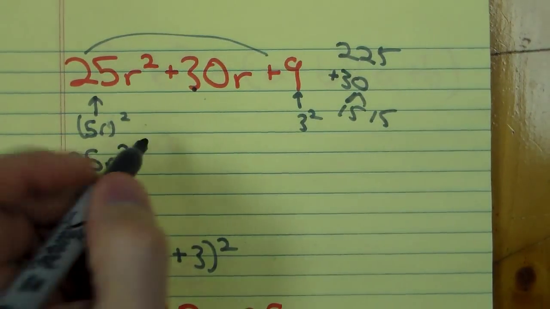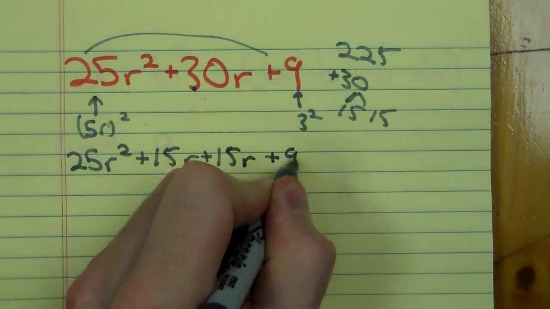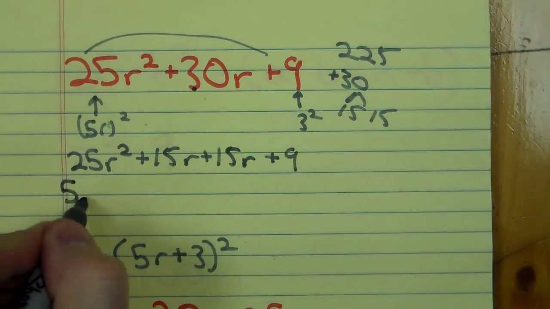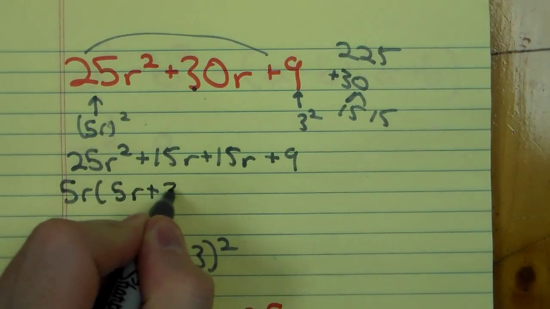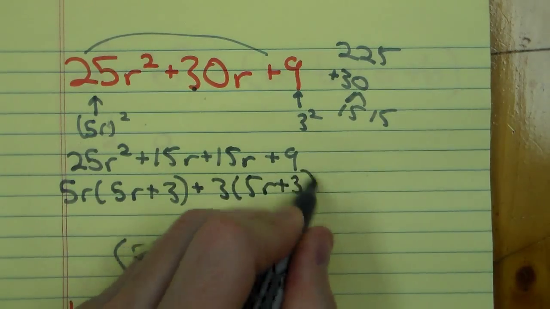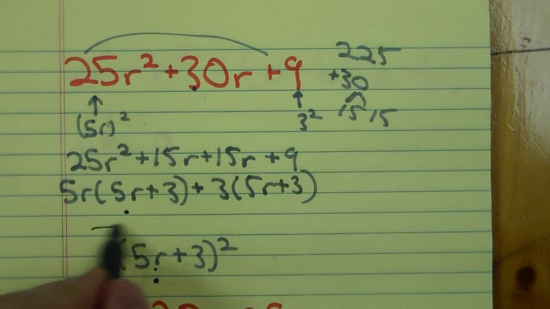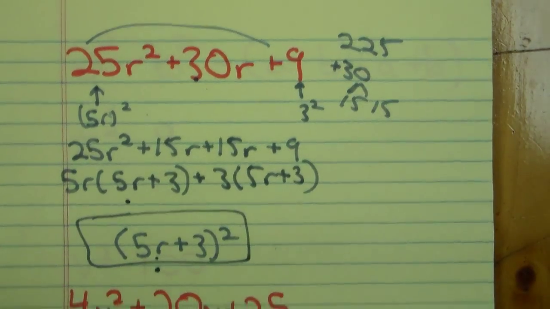So that's 25r squared plus 15r plus 15r plus 9. I'm going to take out a 5r. I'm left with 5r plus 3. I'm going to take out a 3. I'm left with 5r plus 3. And I get 5r plus 3 and 5r plus 3. So that's 5r plus 3 squared.